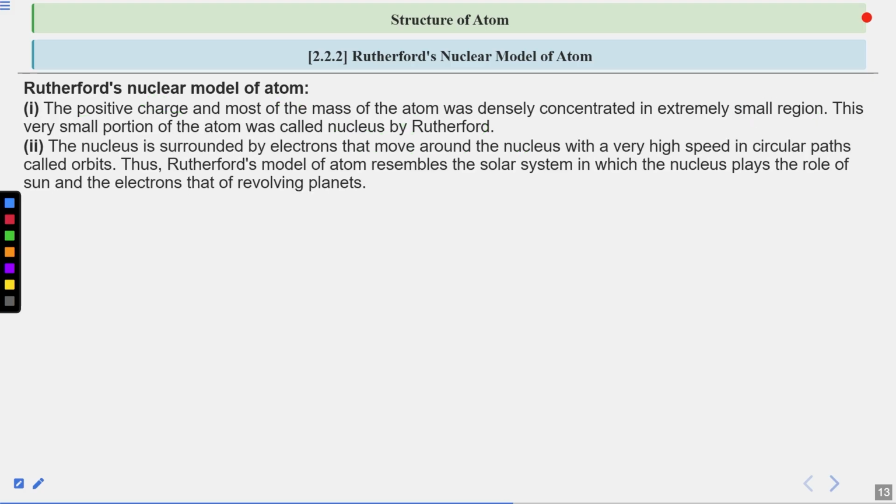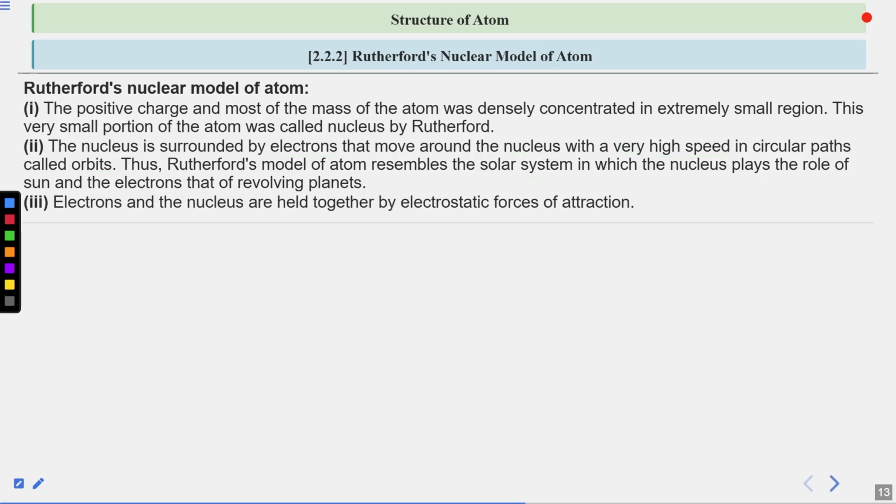Second was that the nucleus is surrounded by electrons, and they are moving at a very high speed in circular paths called orbits. So you can think of Rutherford's model as similar to the solar system, where the nucleus plays the role of the sun and the electron is the revolving planet. So he compared his nuclear model with the planetary model.